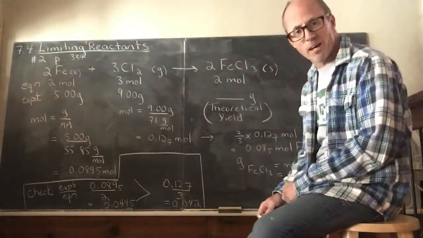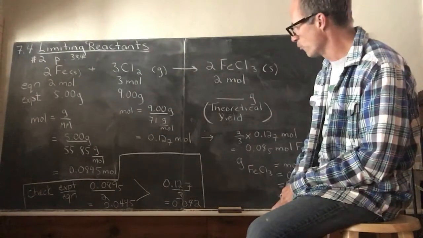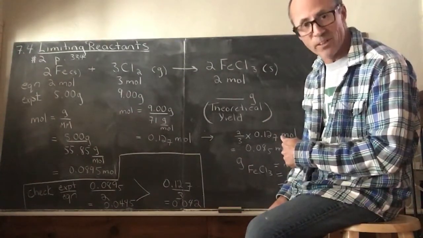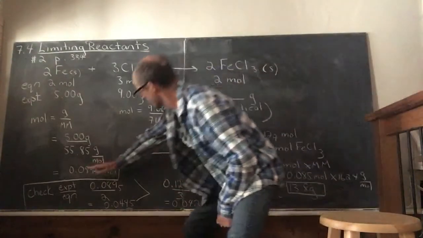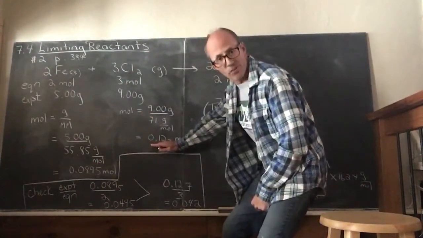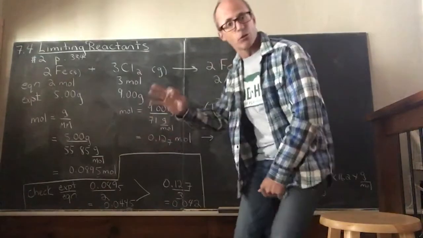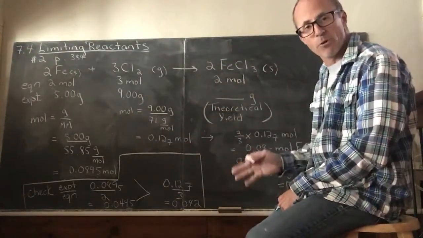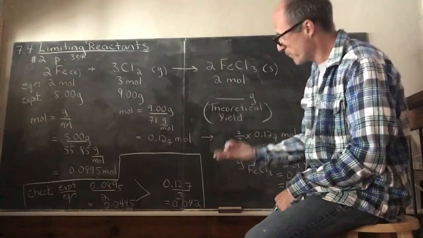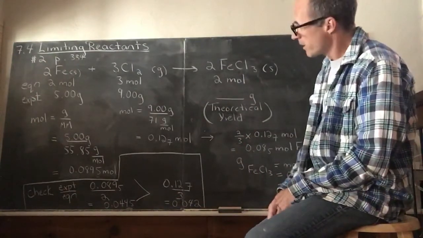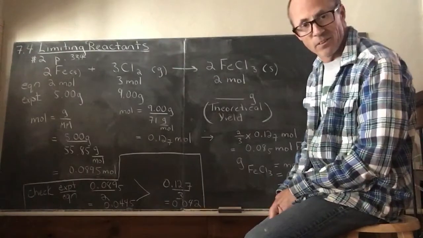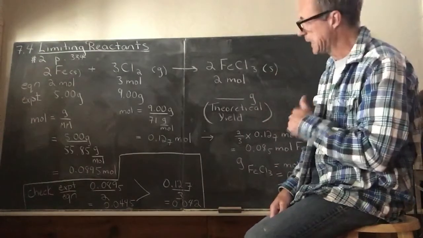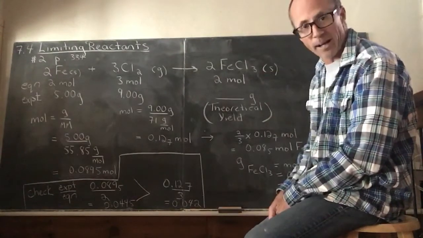And you might be tempted to say, based on those results, that the iron is the limiting reactant. It's very tempting because this number is smaller than this number. But don't trust short chemists. Do the math. The numbers don't lie. The best way to show whether iron or chlorine is indeed the limiting reactant is to do our handy dandy check. And that check is what I put in the box.